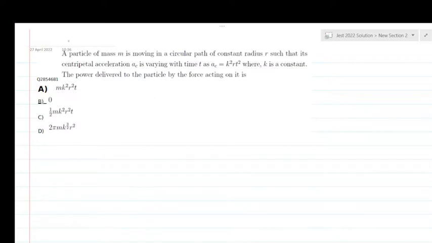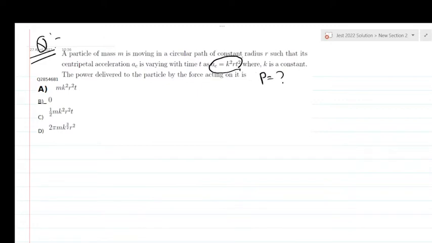And today we are going to solve one question from JEE. Okay, let us read the question. A particle of mass m is moving in a circular path of constant radius such that its centripetal acceleration is varying with time like this. And here k is a constant. The power delivered to the particle by the force acting on it is. We have to find out the power.